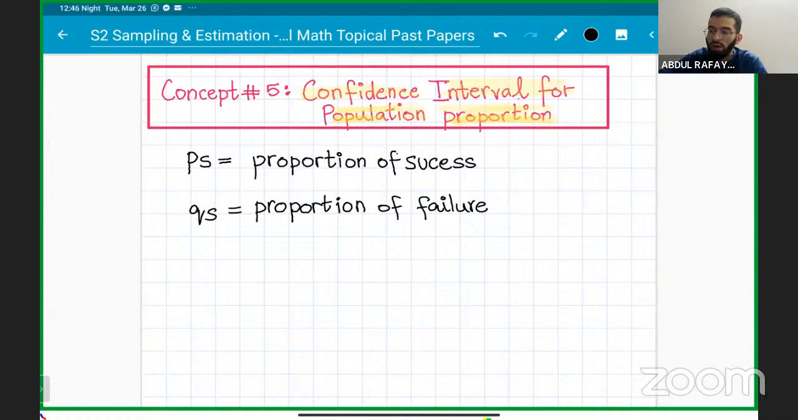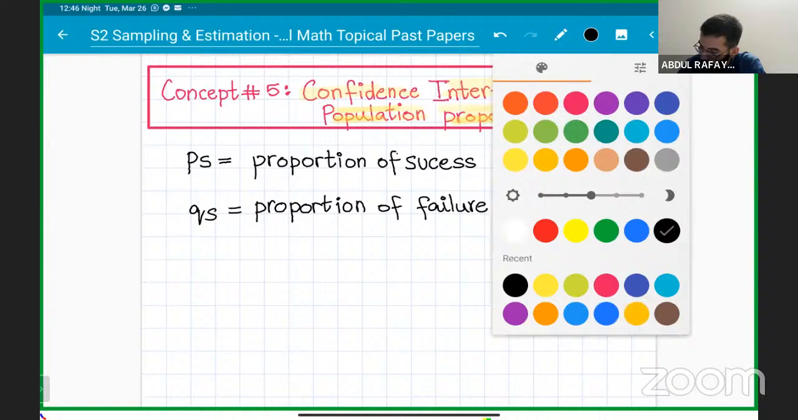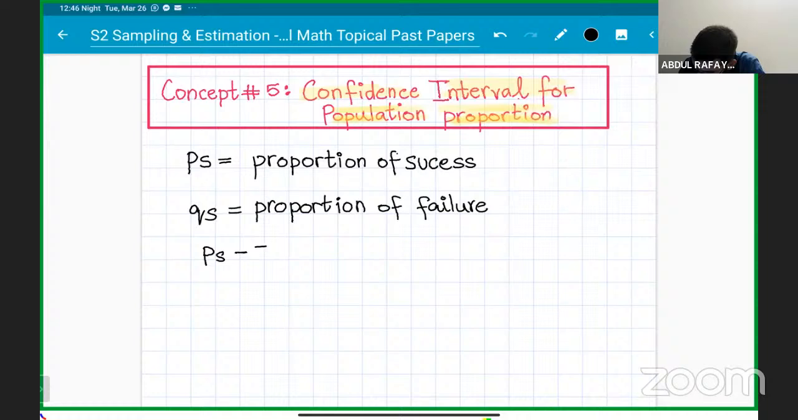Okay, P stands for probability of success, Q stands for probability of failure. So the formula for this becomes basically PS, the proportion of success, minus the Z value. Again Z remains the same, whatever your confidence interval is, you have to find its value. So Z times the square root of the probability of success times the probability of failure divided by N. N is basically the sample size, and it is the square root on the whole of that.